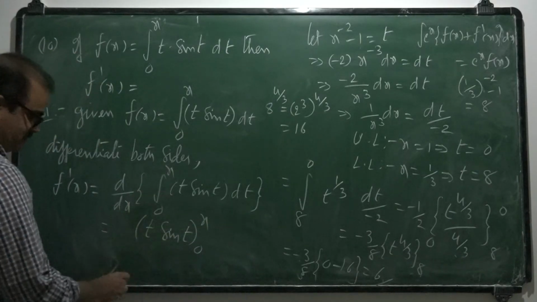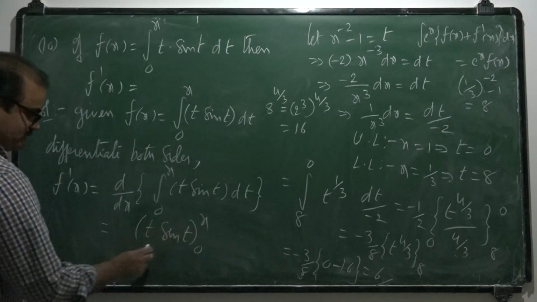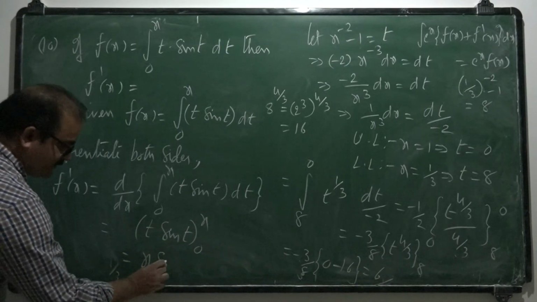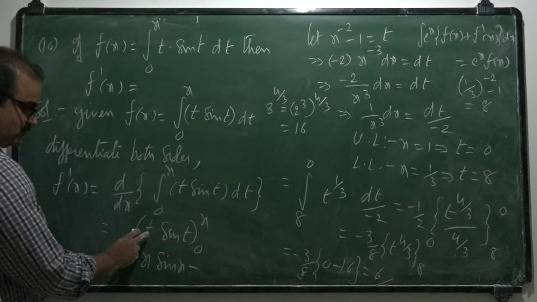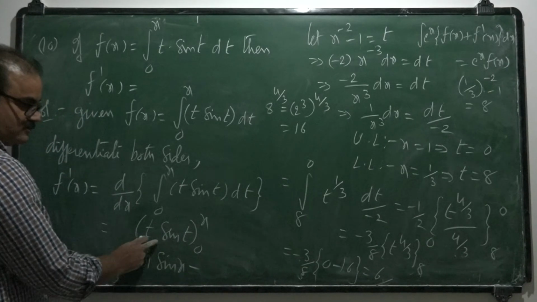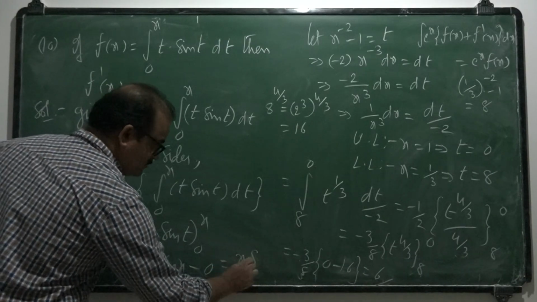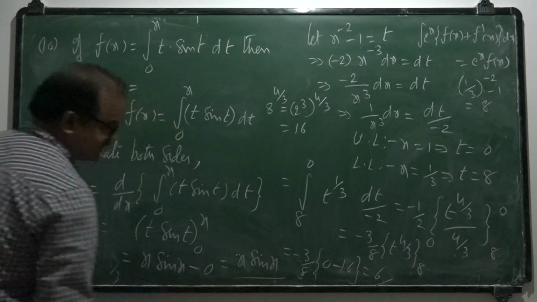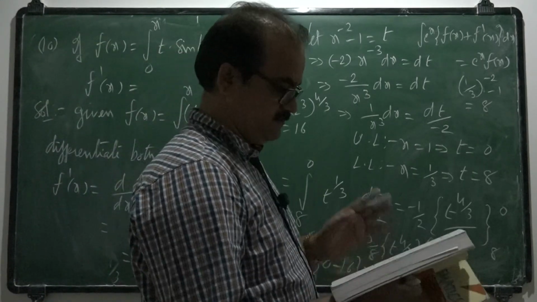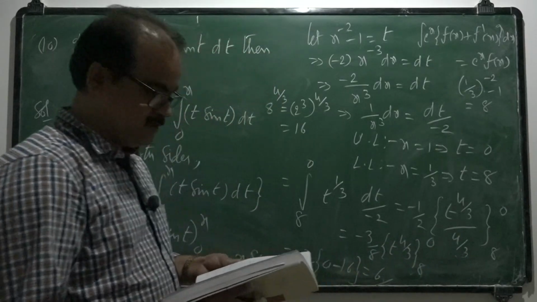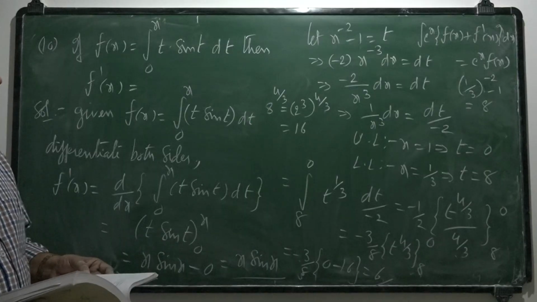Apply the limits. First apply the upper limit x, then we get x into sin x minus, take the lower limit 0, 0 into sin 0 is 0, so we get 0. So we have x into sin x. This is option B. So with this problem, the exercise 7.10 is completed.